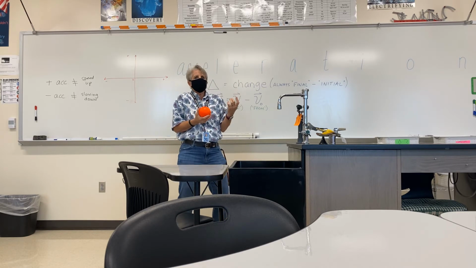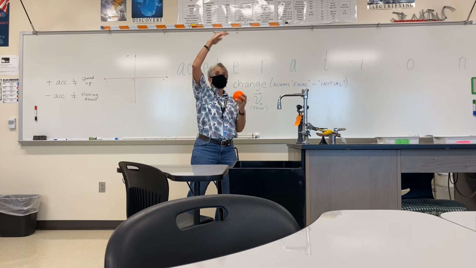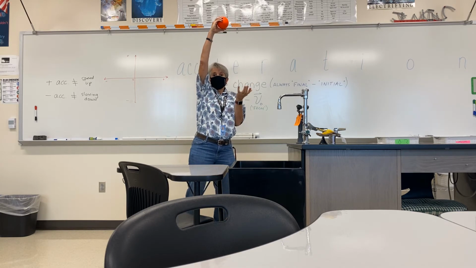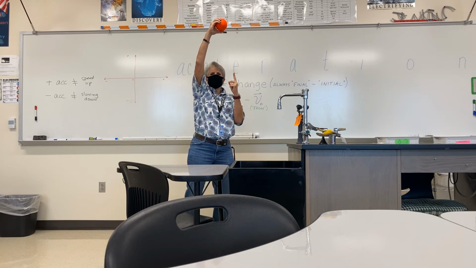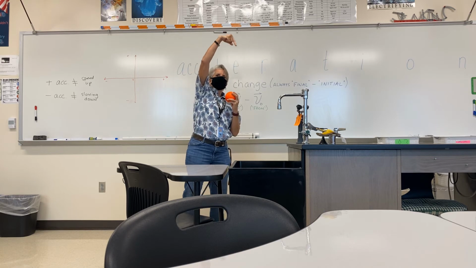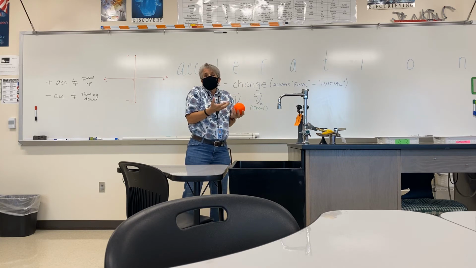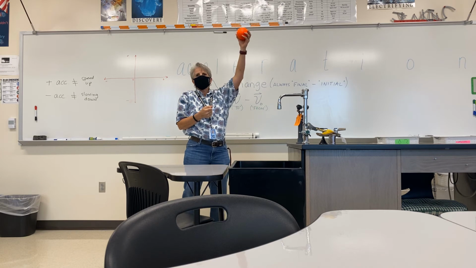Well, what's happening to it? On the way up, certainly the velocity is becoming less and less and less, and when it gets to the very top, it stops. So I'm slowing down. So here I have a positive velocity, but I have an acceleration working against me. Gravity is working against me, and so I have a negative acceleration. And so when these sides are acting against each other, you're always going to slow down.